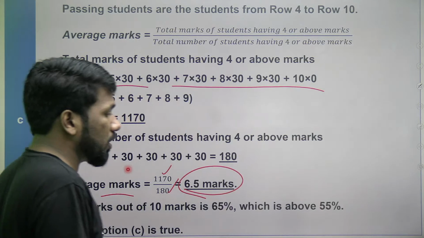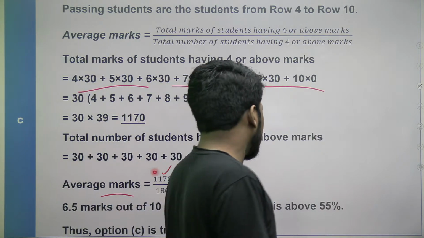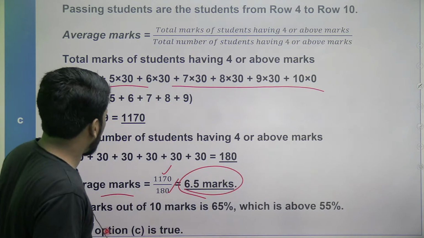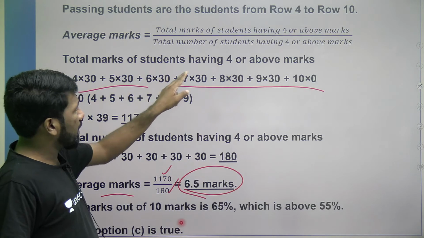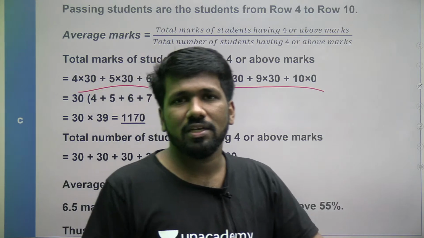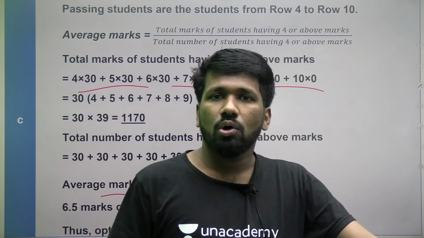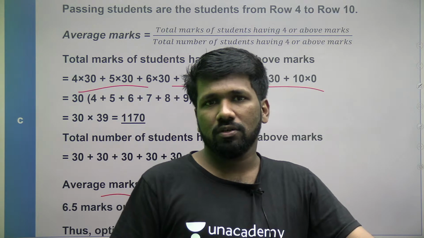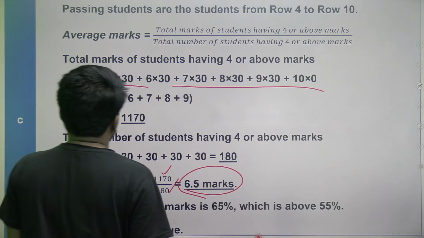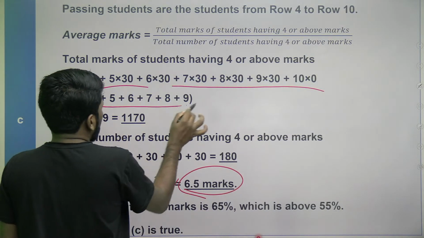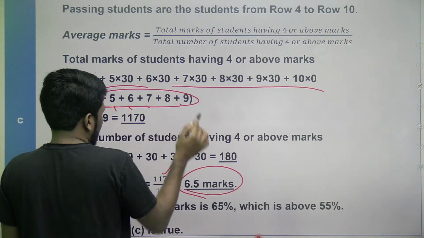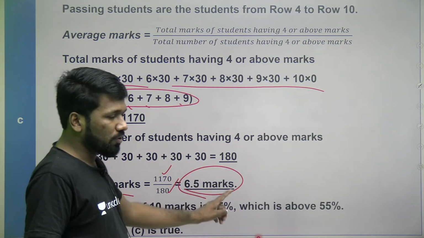In the average chapter I told you what a weighted average is. You learned weighted average in school days also. Here weighted average does not matter because 30 is the same weightage for all passing marks: 4 mark, 5 mark, 6 mark, 7 mark, 8 mark, 9 mark. So even if you don't multiply by 30, it is okay. Just add 4, 5, 6, 7, 8, 9 and divide by 6 because 6 observations are there. That way also you can find 6.5 itself.